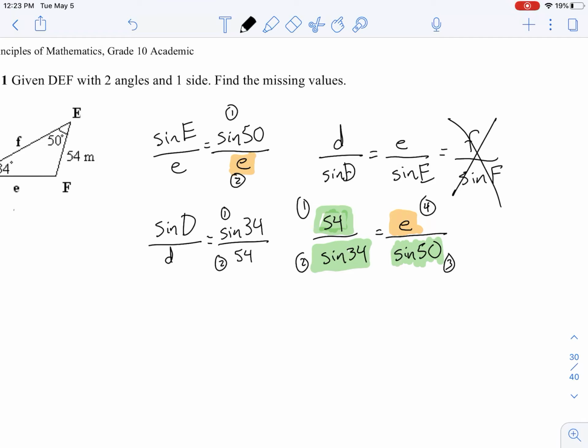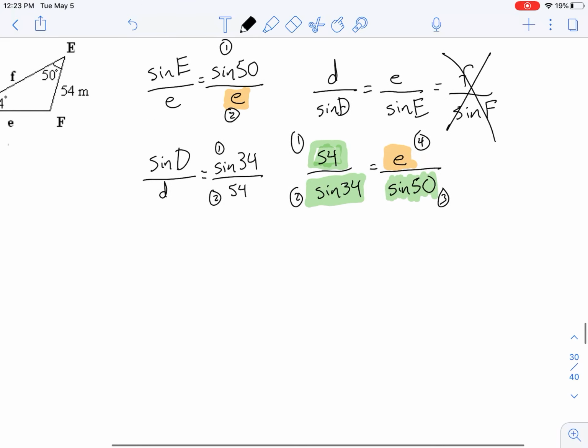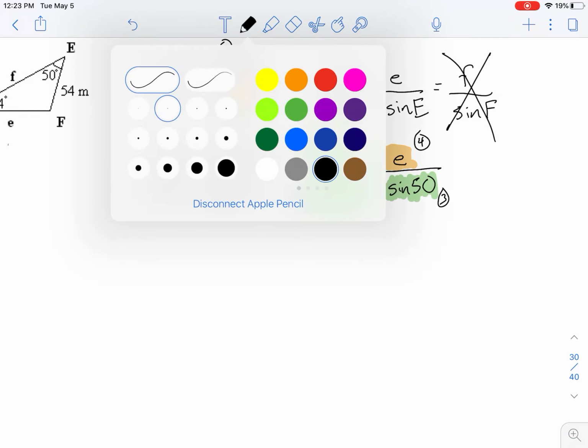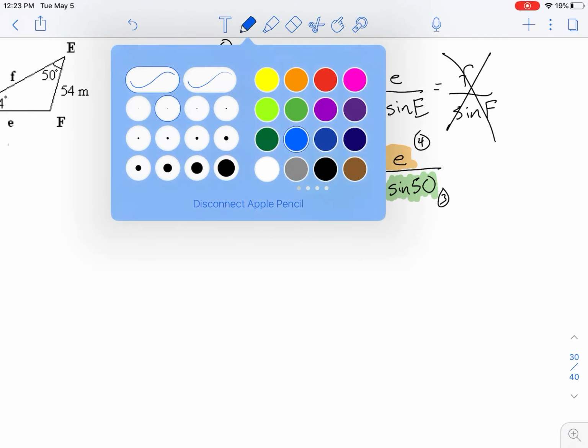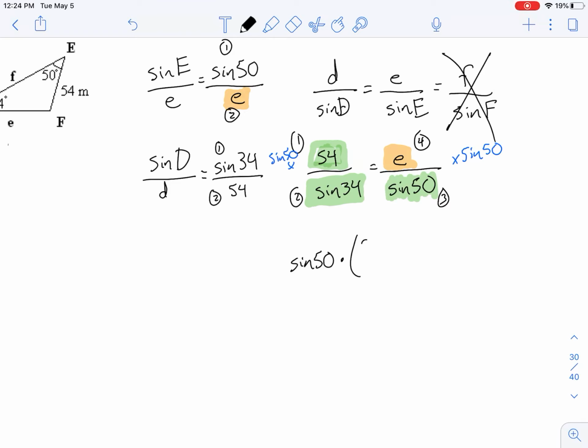It's easiest to solve for that piece of the puzzle when it's on the numerator. So to rearrange this equation, I'm going to multiply both sides of my equation by sine 50 to get that denominator out of there. If I multiply that side by sine 50, I have to multiply this side by sine 50. And I'm going to be left with sine 50 times 54 over sine 34 is equal to E. So I've isolated for E on that side.